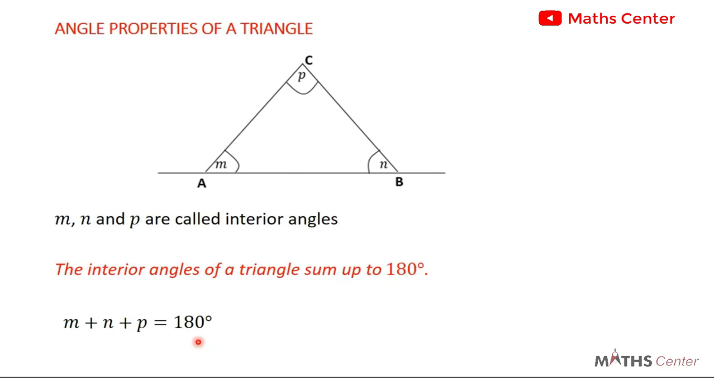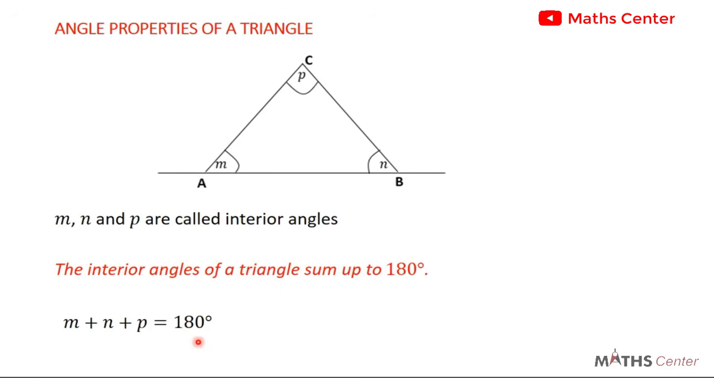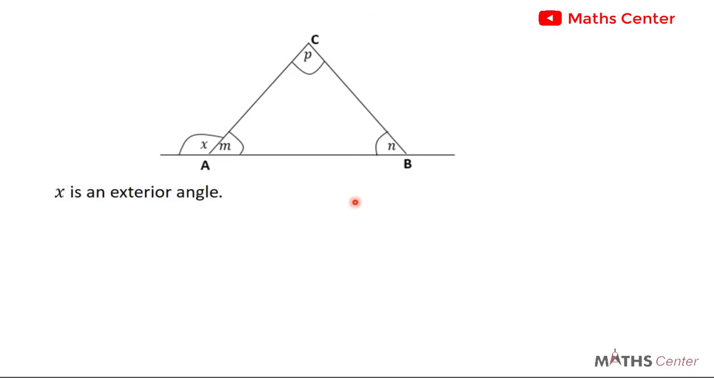Let's consider another property of a triangle. In this slide here, we consider the interior angle. Here, we have extended line AB to this side. Now we are creating another angle here. Remember there's another one here, but for the sake of the explanation, we are going to use this angle here. I'm going to call this angle here S. S is an exterior angle. Remember, M, P, and N are called interior angles. S is an exterior angle.